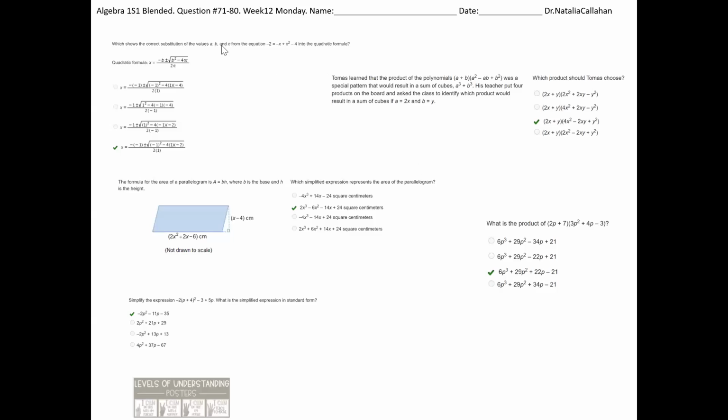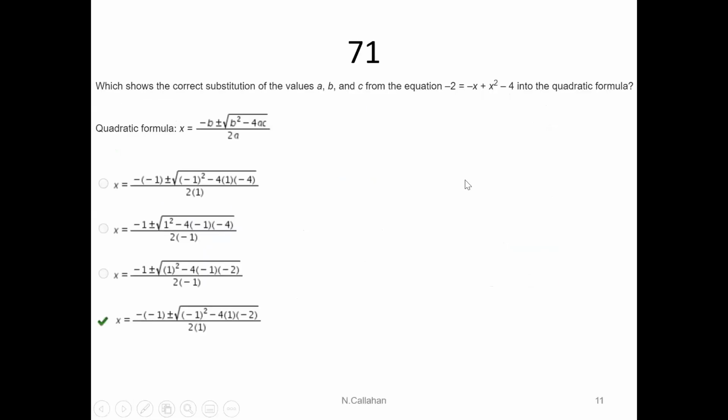All right, so today we're going to go over questions number 71 to 80. So here are the first 5 questions, and we're going to get started with question number 71. Which shows the correct substitution for the values A, B, and C from this equation?